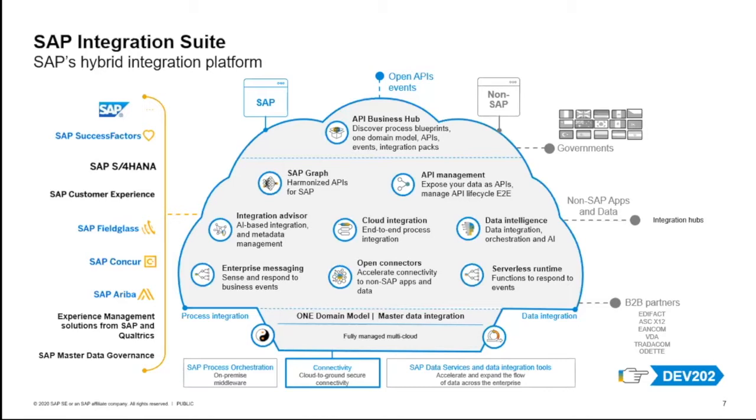with local authorities. Here, the solution comprises the core solutions with cloud integration, data intelligence, API management capabilities, and there's also on-premise software available from SAP, like SAP Process Orchestration and SAP Data Services, which altogether shape SAP's hybrid integration platform.